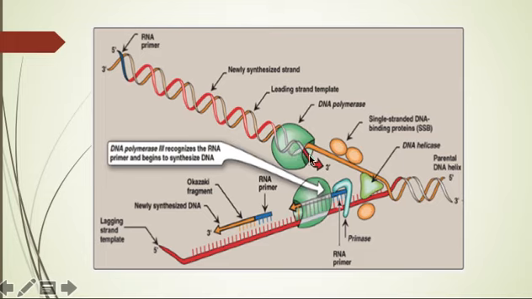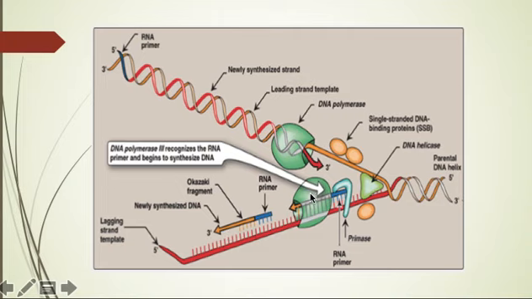The synthesis of the new strand is into the replication fork. This is the newly synthesized strand, which we call the leading strand, that is complementary to the parental DNA. This other one is the lagging strand, which is discontinuous and runs away from the replication fork. This is the RNA primer, and these short fragments we call the Okazaki fragments.